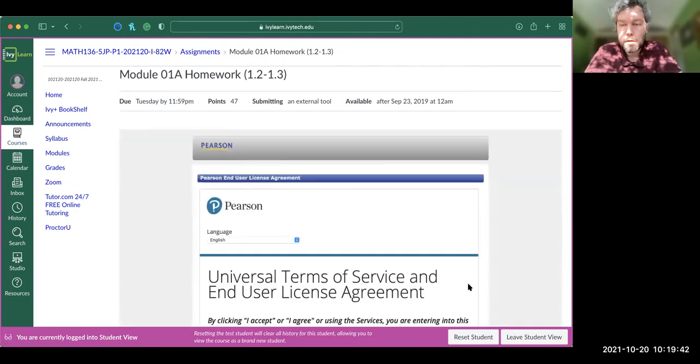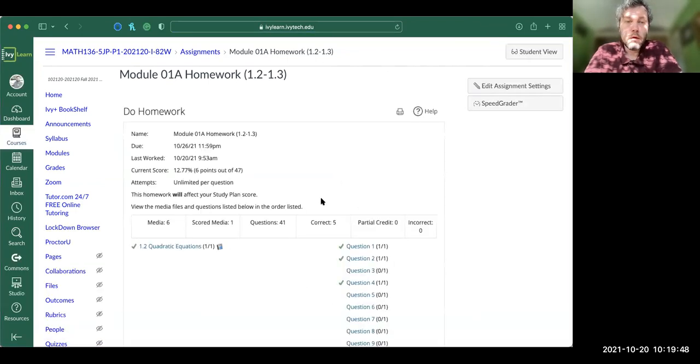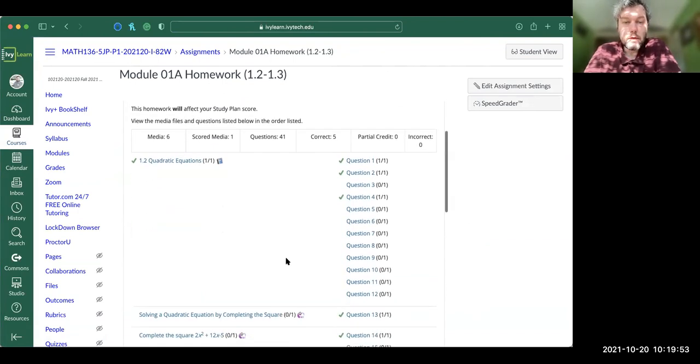Oh. I'm still in student mode. I'm going to have to exit student mode. When I'm in student mode, it thinks I'm a different user. So here's how the homework will open. And then this part here is just the textbook section.